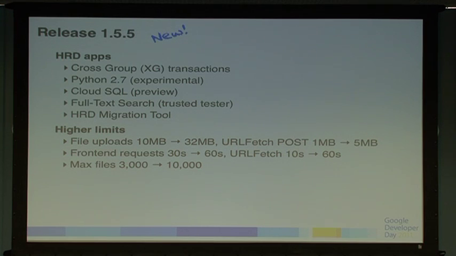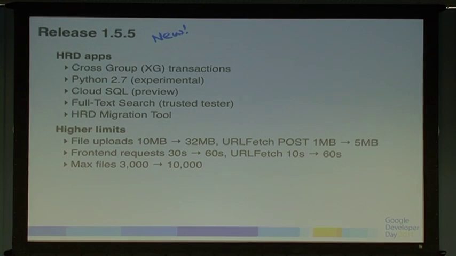We also increased a number of the limits that some of you have been running up against. So file upload size and front-end requests go from 30 seconds to 60 seconds, which is doubling what we were doing before. And this is really important for those of you building with Google Web Toolkit and applications that generate a lot of files. We're going from 3,000 files to 10,000 files within your app. So that makes a big difference.